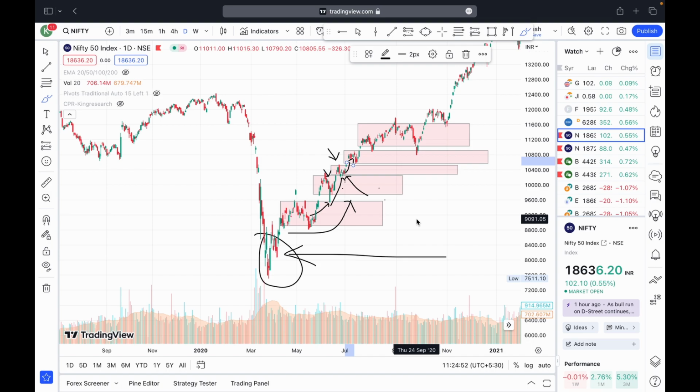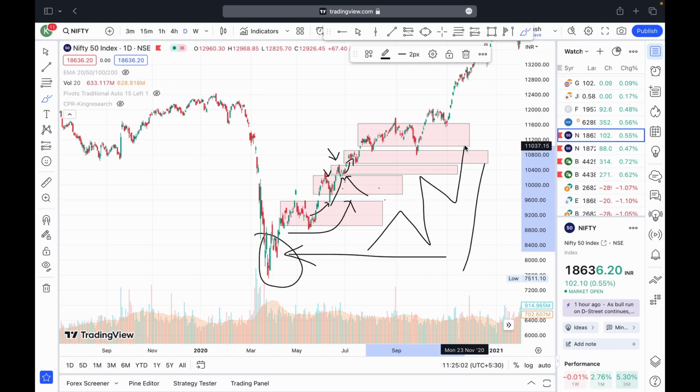The prices do not move in a straight line like this. The prices always move in this pattern. Always taking support and then again moving up. This is how a trending market moves in one direction.